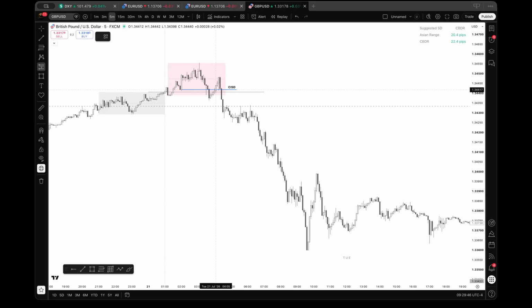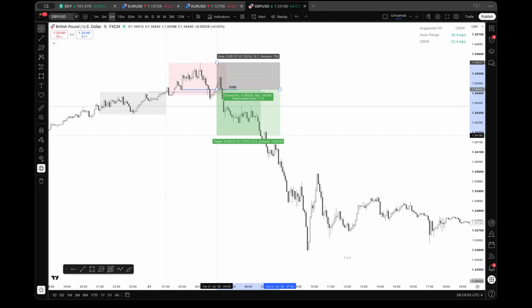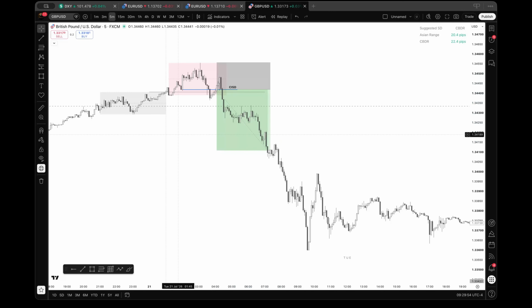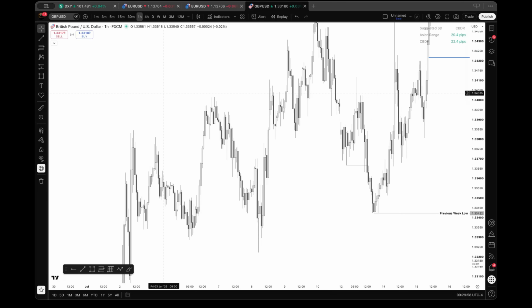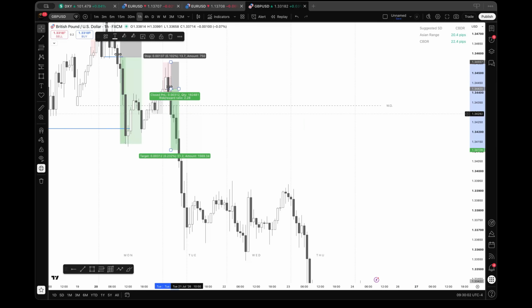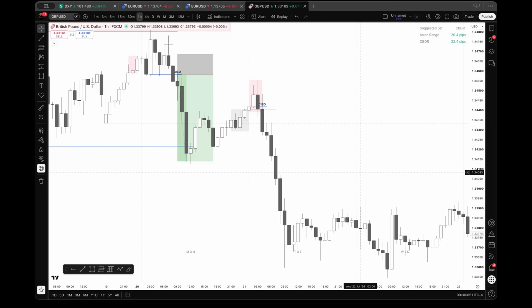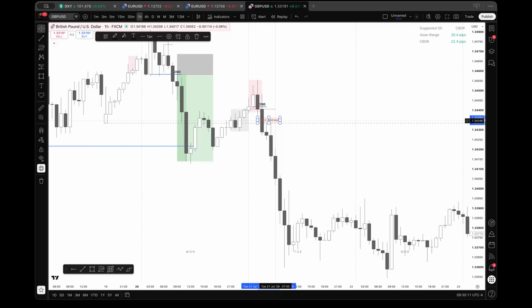We could enter off here, but sometimes I like to wait for another confirmation just to make sure price really is wanting to continue following the trend. So what I do here is I might go back onto the 1 hour just to get a double confirmation. So what do we see here? We see a 1 hour fair value gap here. So let's mark that out, 1 hour fair value gap.